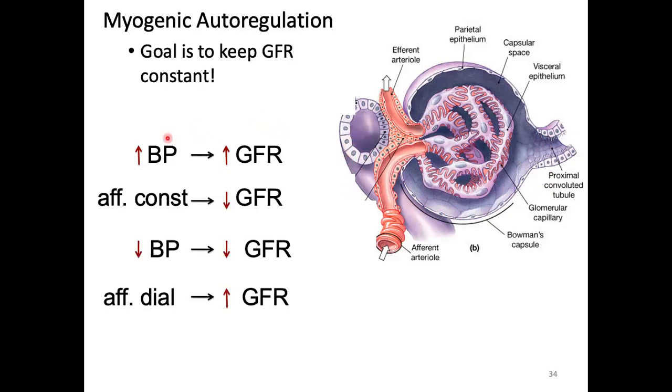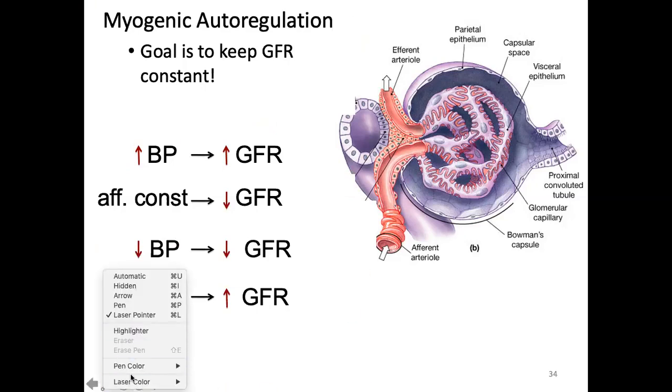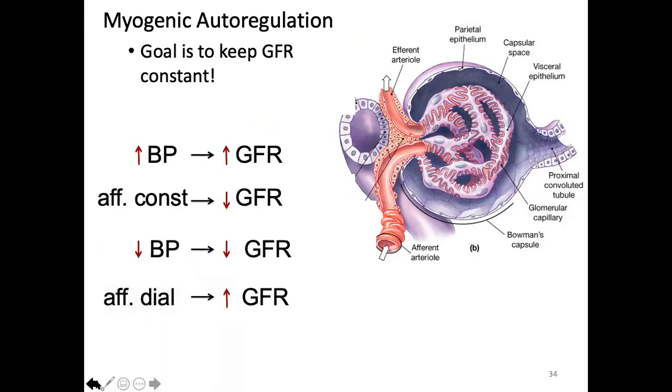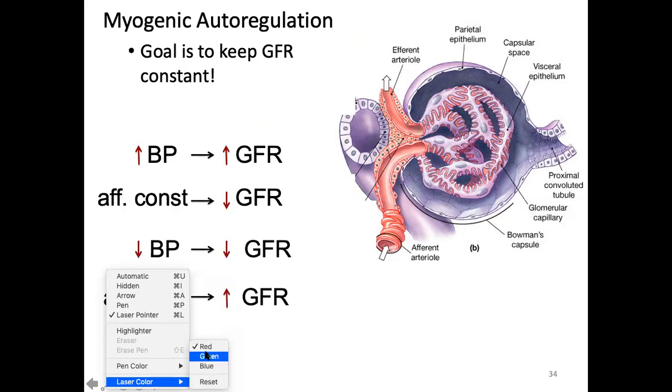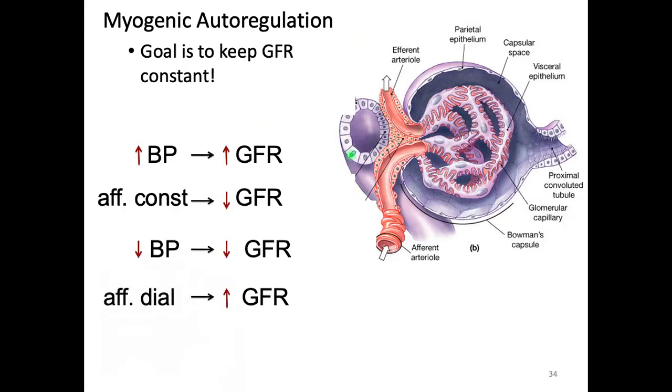But the myogenic autoregulation. So if blood pressure goes up, what's going to happen to glomerular filtration rate? So go to your picture. Let me change the color. I screwed up my picture with you guys for my stuff. Well, here we go. Let's do green so you can actually see that. Okay, so that sticks out a little bit better.